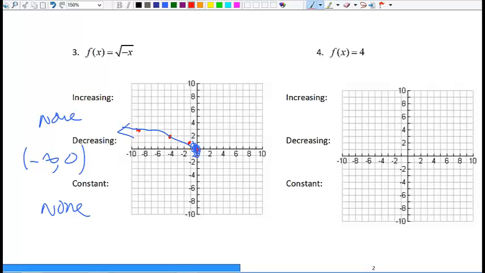In stark contrast, number 4 here, we have a flat horizontal line at 4, which means we're looking at constant, and it's constant the entire time, which means it's not increasing or decreasing anywhere.